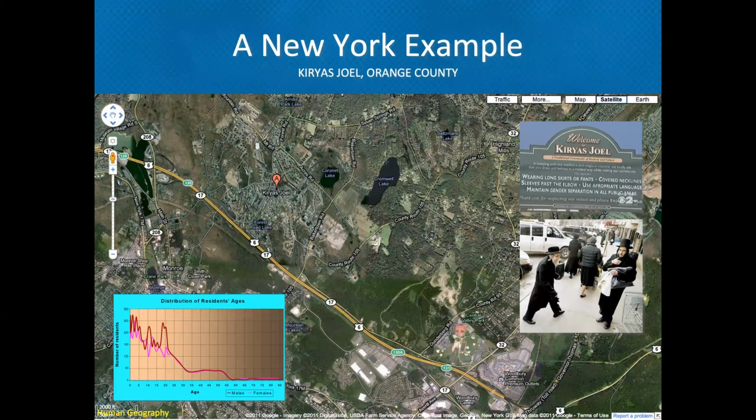A local example would be the town of Kiryas Joel in Orange County. This is probably one of the most interesting places. Highland Mills is what I call home, so I'm not that far from it. And it's the idea of what is happening there. It's probably one of the youngest, most rapidly growing populations in the entire United States. And so this is one of the reasons why Orange County actually continues to grow.